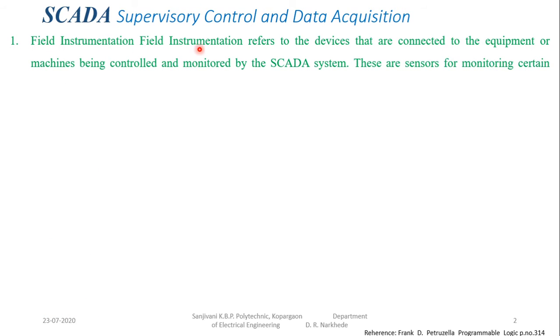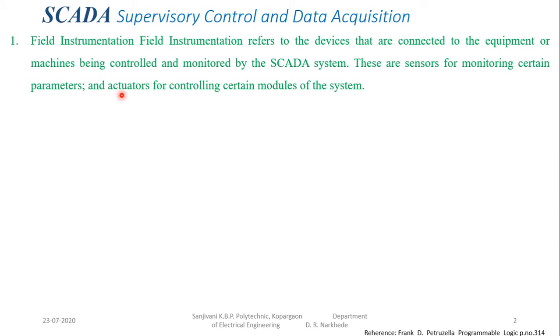Field instrumentation refers to the devices that are connected to the equipment or the machine being controlled and monitored by the SCADA system. There are sensors for monitoring certain parameters and actuators for controlling certain modules of the system. So basically field instrumentation consists of input devices and output devices. The input devices may be sensors, such as a temperature sensor, pressure sensor, or limit switch, and these are used for sensing and monitoring certain parameters of the system.